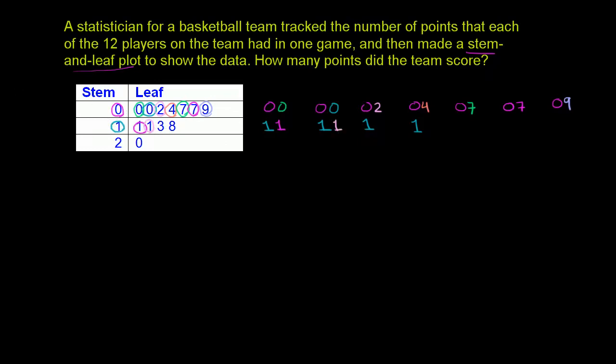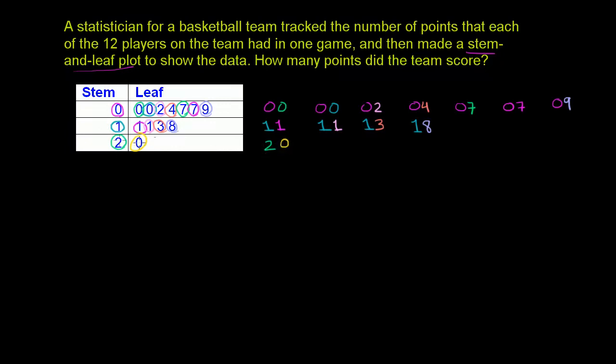This player, let me do orange, has 3 in the ones place, so he or she scored 13 points. 1 in the tens place, 3 in the ones place, 13 points. And then I will do this in purple. This player has 8 in their ones place, so he or she scored 18 points. 1 in the tens place, 8 in the ones place, 18 points. And then finally, you have this player whose tens digit is a 2, and the ones digit is a 0. I'll circle that in yellow. It is a 0, so he or she scored 20 points.